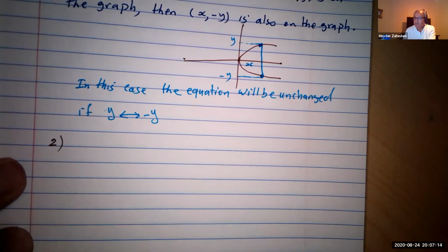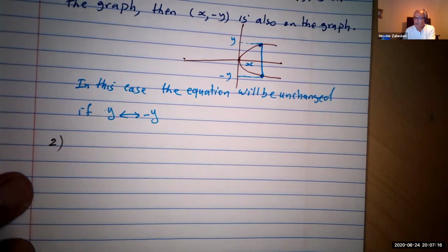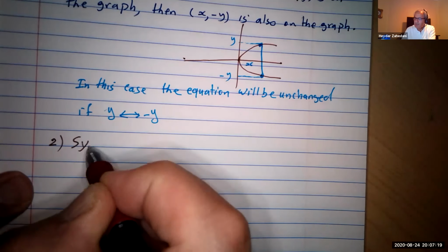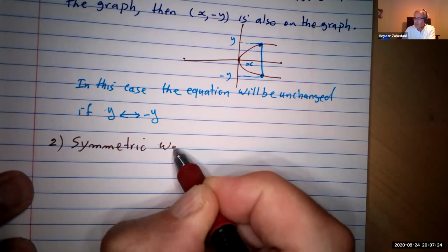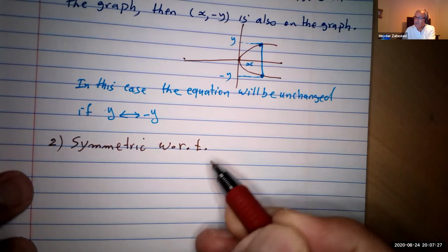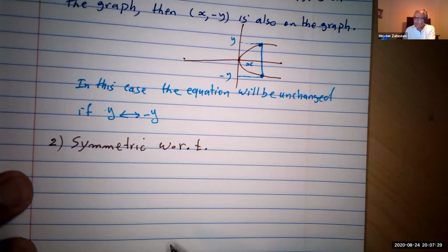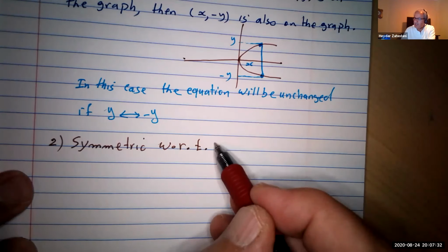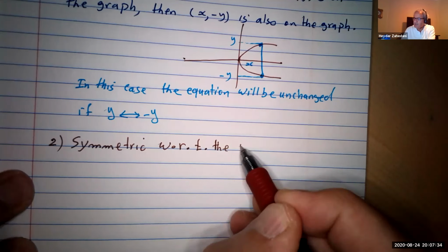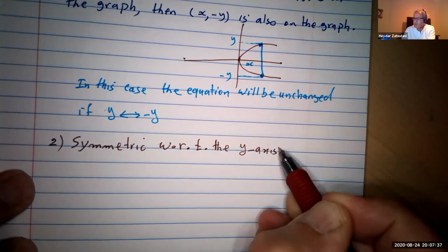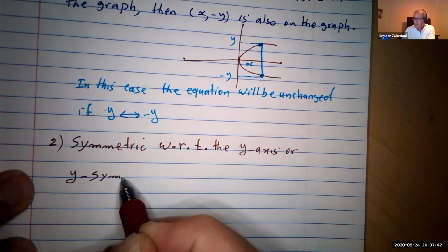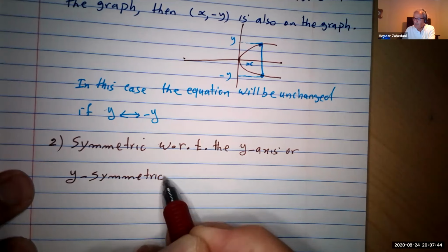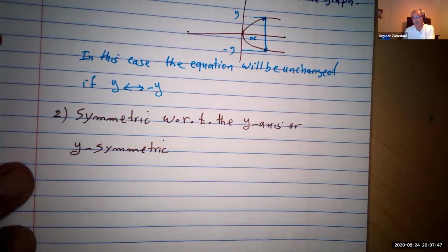Second one, symmetric with respect to the y. I summarize it. Symmetric with respect to the y-axis, or y-symmetric. Now the mirror is on the y, so you go to the right and the left. You change x to the negative x.